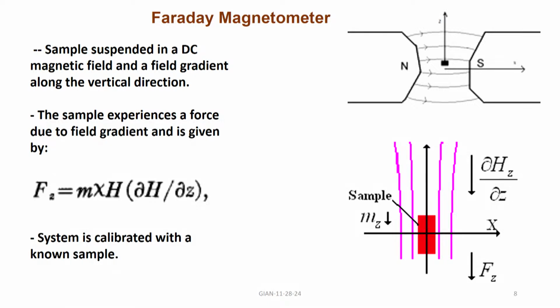Chi is the susceptibility, H is the field produced by this magnet, and dH/dz is the field gradient along the z axis. So, once again the system is calibrated with a known sample. We use manganese fluoride, which is a paramagnetic material. Once you calibrate the system, any unknown sample you can mount and do the measurement.